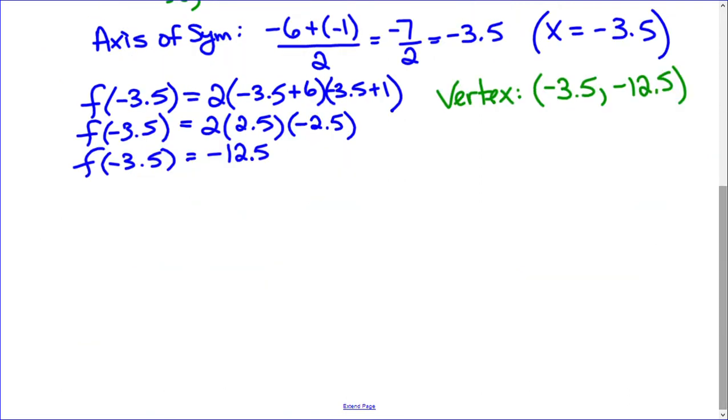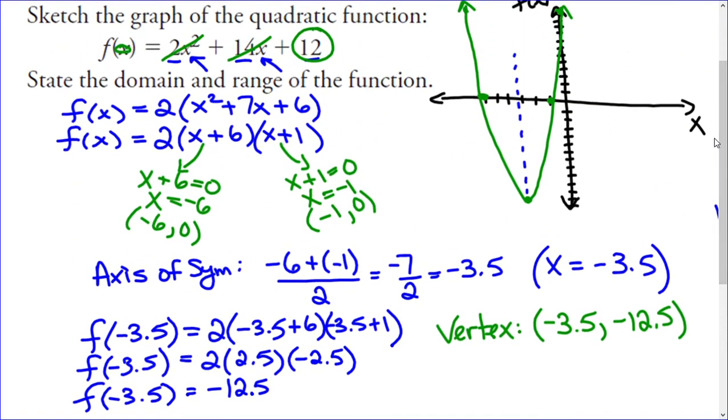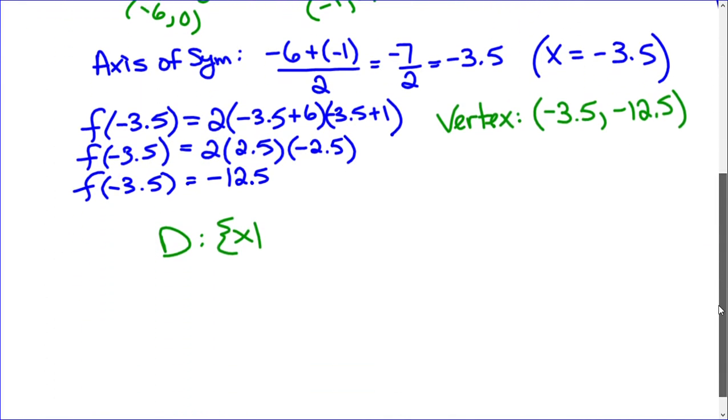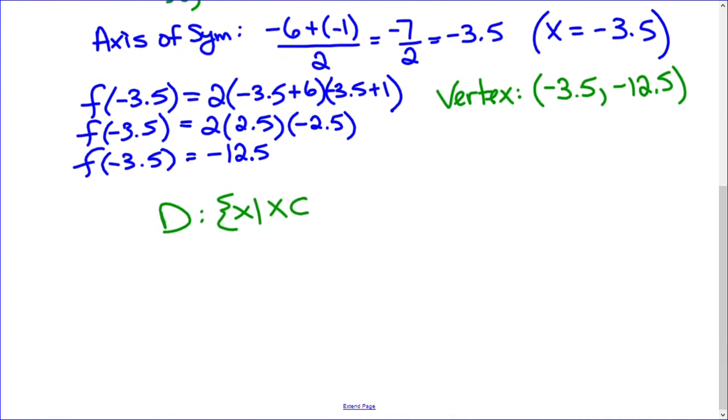When I list out my domain and my range, x never changes. X has no restrictions on it. This thing is just going to keep opening up and can include all values of x. So x is in the set of real numbers.